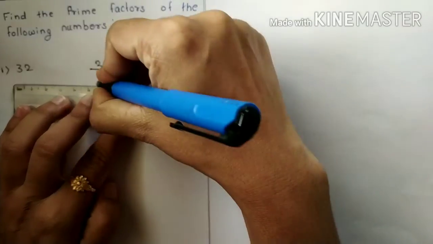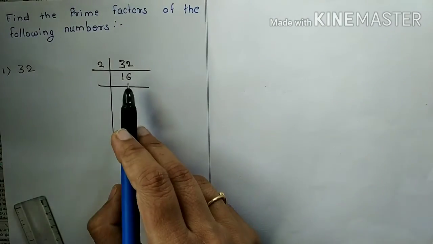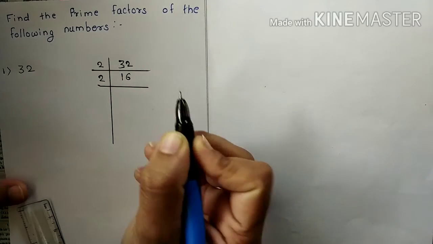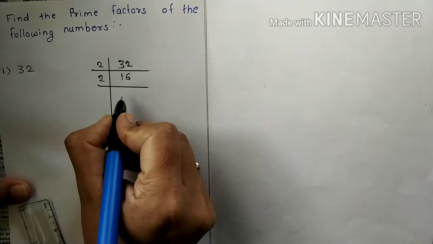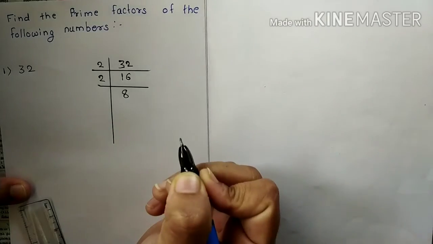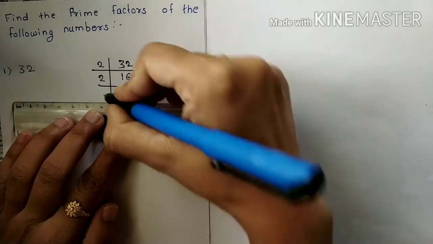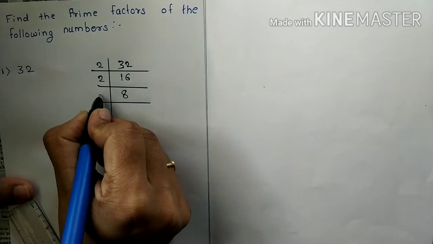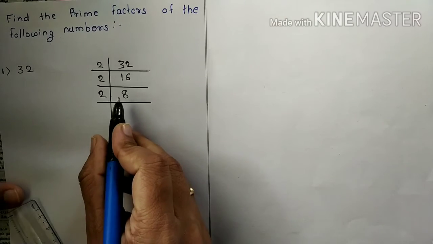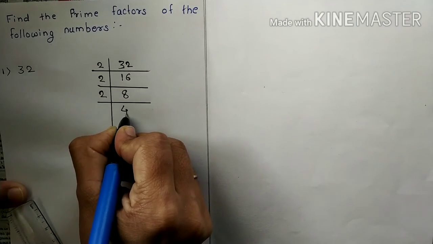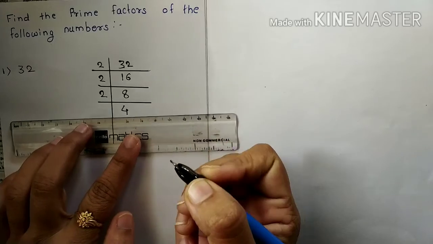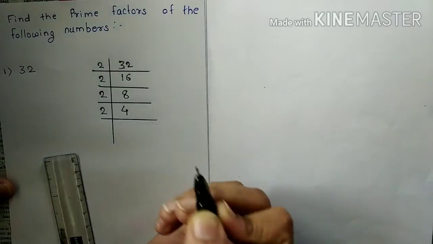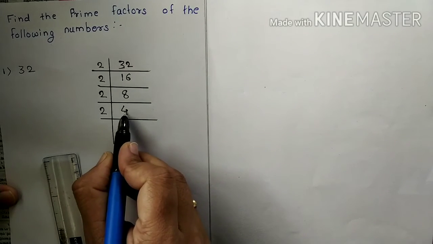Again, 16 is divisible by 2. So write here 2, and 2 8s are 16. Write here 8. Then 8 is also divisible by 2. So write here 2. 2 4s are 8. So write here 4. Again 4 is divisible by 2. So we can write here 2. Then 2 2s are 4.